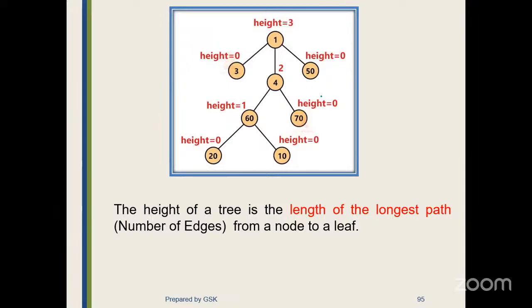For example, what is the height of 4? Draw a longest path from this node to a leaf node. If you consider 4 to 70, this is only one edge. This is not the longest path. The longest path is 4 to 60, 60 to 20, or 60 to 10. You can take any path, because the number of edges involved is 2: 4 to 60, 60 to 10 is also 2 edges. That's why the height of node 4 is 2.